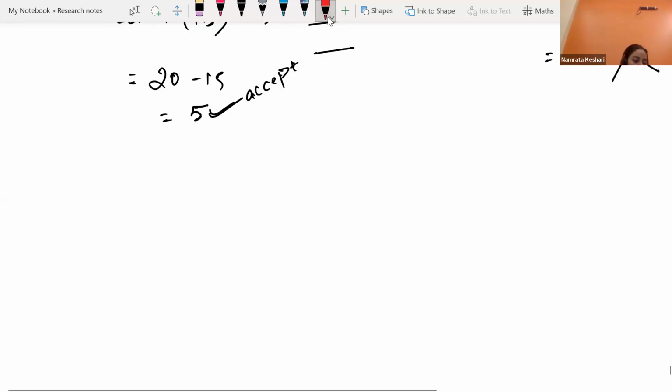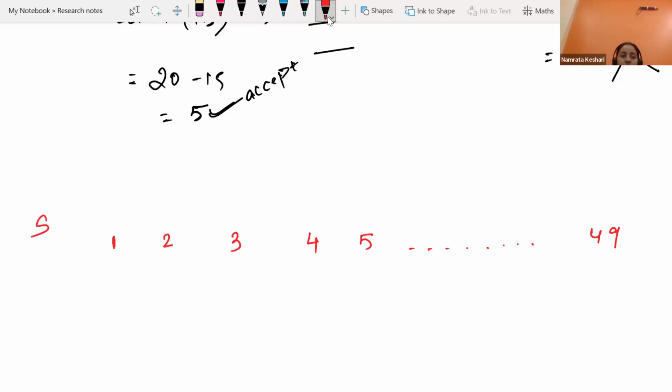So basically, the houses of a row are numbered consecutively from 1 to 49. That means house number 1, house number 2, house number 3, house number 4, house number 5, like that. The pattern goes on till house number 49. Show that there is a value of x such that somewhere we have house number x.